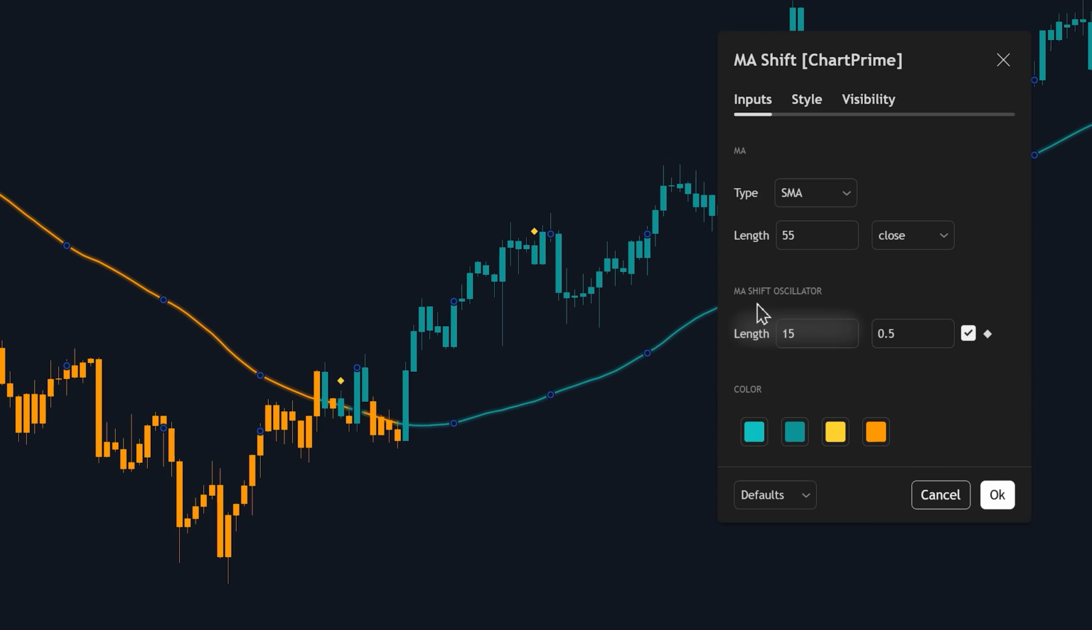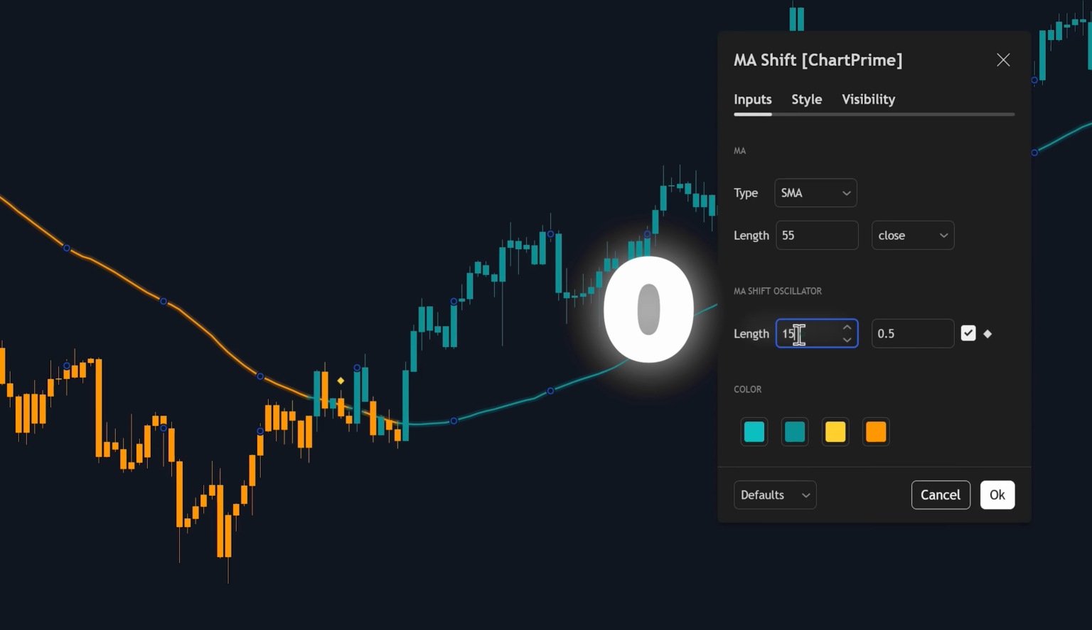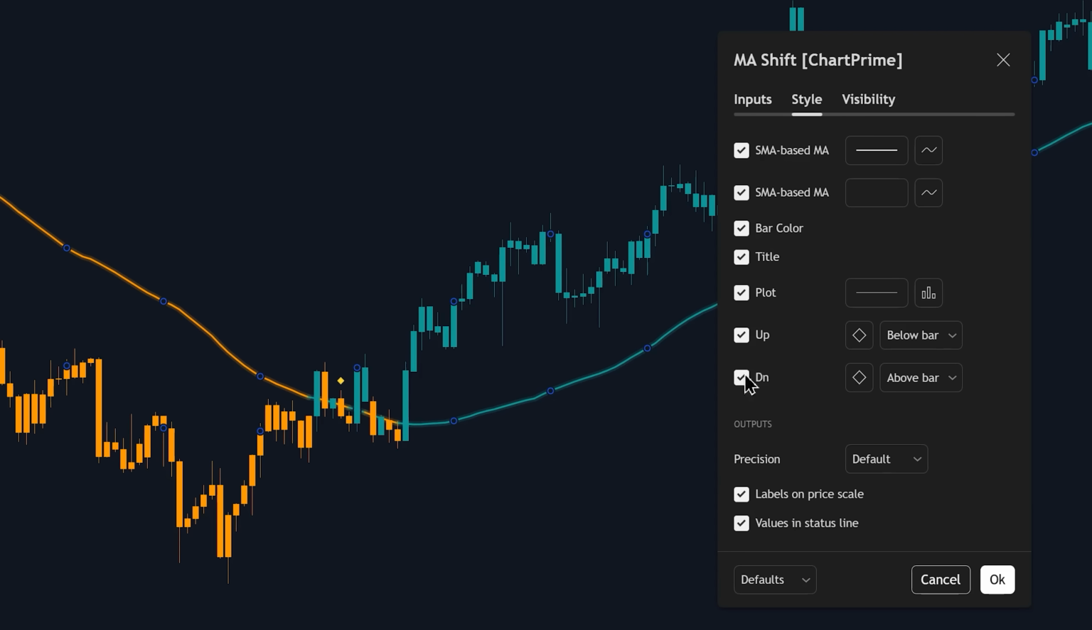Down here, we have the length of the oscillator. I'm gonna stick with 15, but you can change yours depending on whether you want to capture longer-term momentum shifts or short-term momentum shifts in the market. Just remember, the lower this number is, the more noise you're gonna get. In the Style tab, we have several options that we can toggle on or off. For me, I'm not gonna change anything here, so click OK.